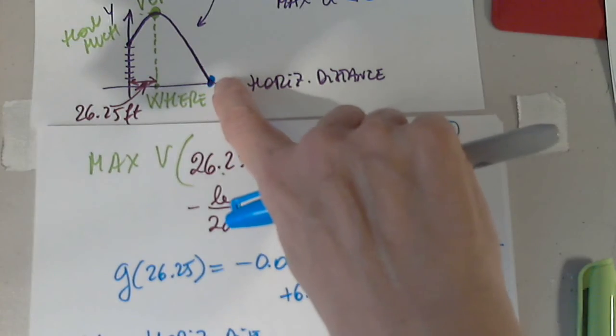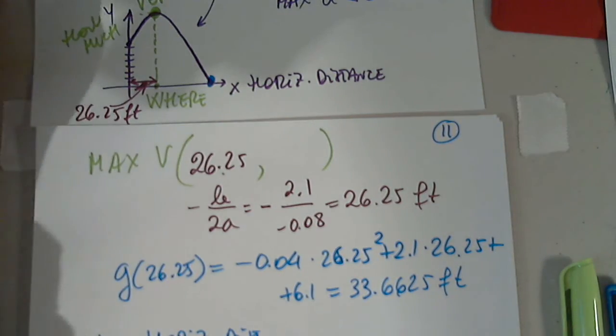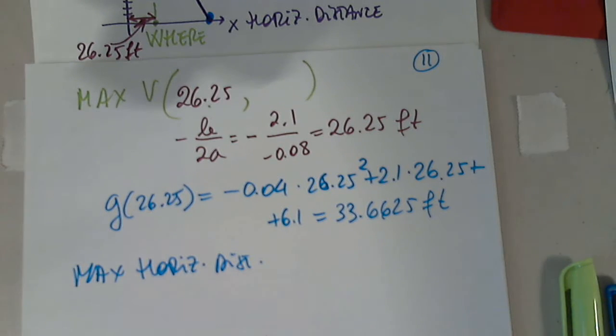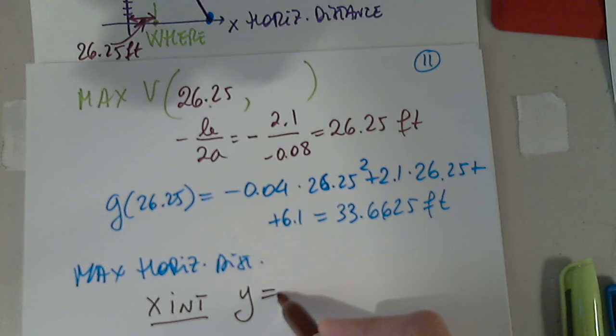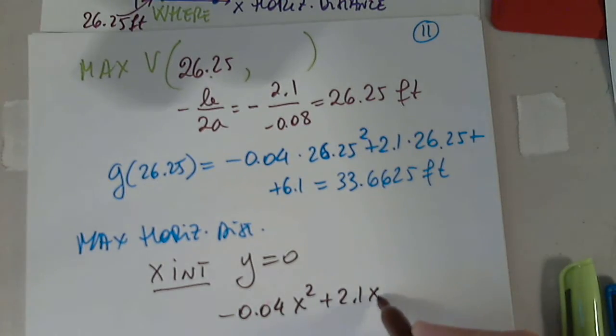What does this point represent for this graph? It's the x-intercept. So we have to make y equals 0. So negative 0.04x squared plus 2.1x plus 6.1 equals 0.